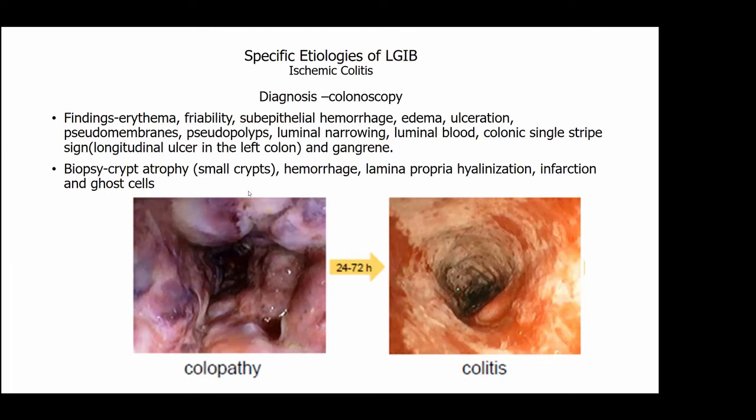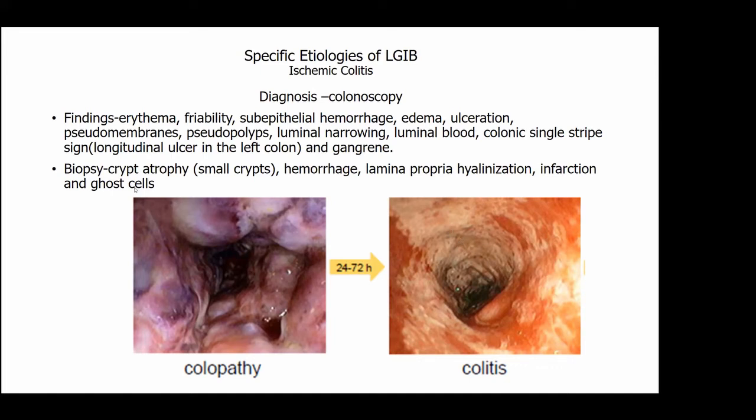And there are various changes that you can see on colonoscopy. So early on, you get what's called a colopathy. This is within the first 24 hours. And you can see that the folds of the colon are very thick and purple. And then after 1 to 3 days, you actually get a colitis, where you get actual inflammation of the wall, and you can see ulceration and friability.